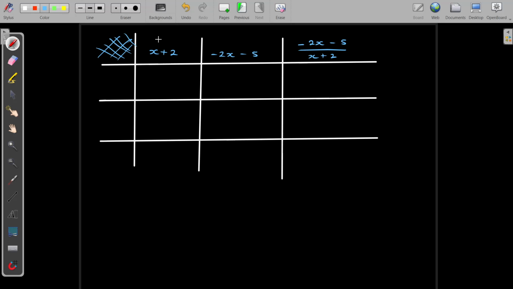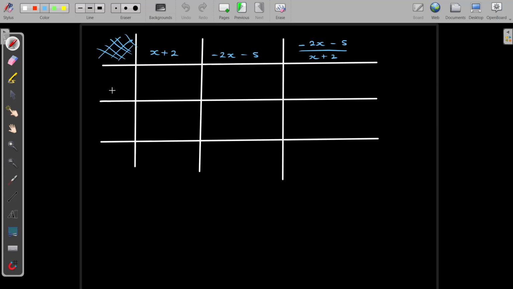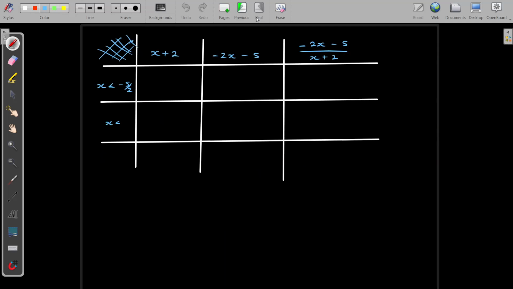And the first possible solution set, so we look at the smallest x value and say, what if x was smaller than negative 5 over 2? And then what if x was between, wait, yeah, that one is smaller. Yeah, still smaller. You realize that we're working with a negative 2 here. And then we say, what if x was bigger than negative 2? So if we select any x value here, we're going to get a positive. If we substitute that value here, we're going to get a negative.